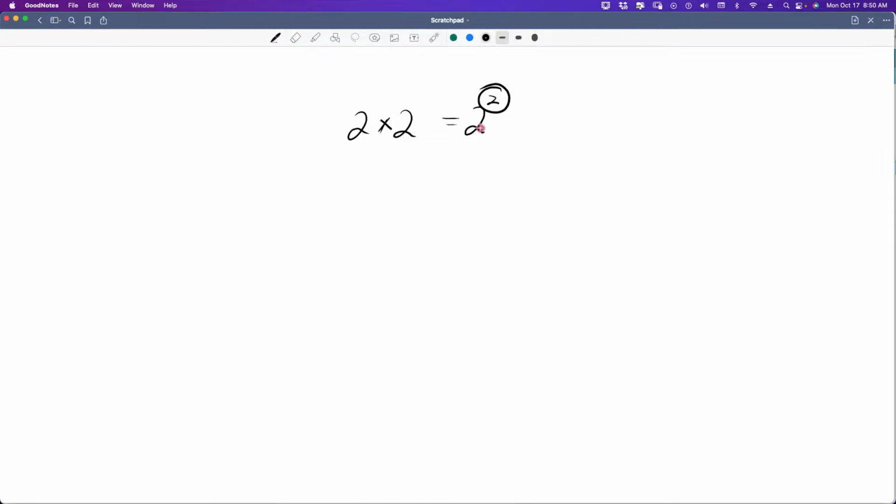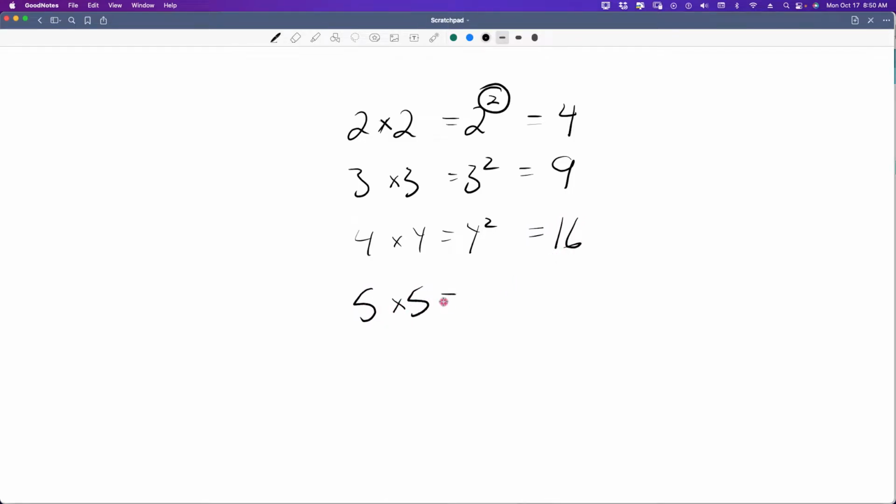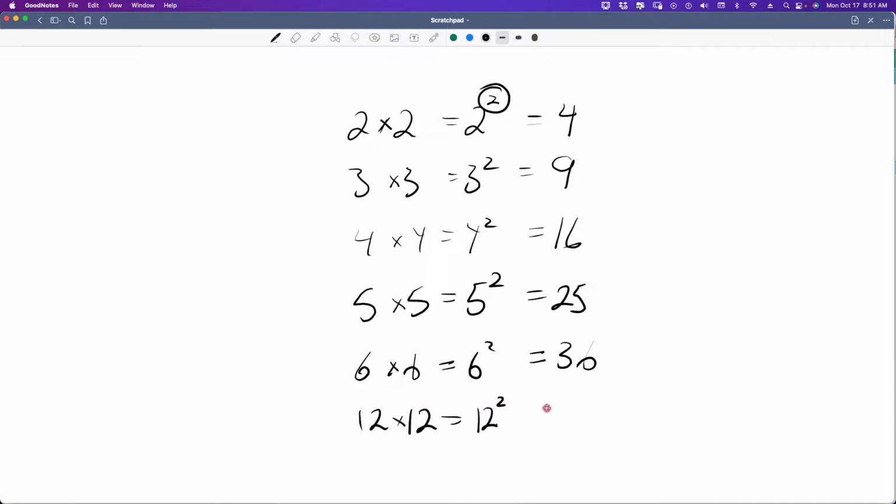But back when you learned your multiplication tables, we learned all of our squares. We know that 2 times 2, or 2 squared, is 4. We also learned 3 times 3, or 3 squared, is 9. 4 times 4, which is 4 squared, is 16. 5 times 5, which is 5 squared, is 25. And 6 times 6, all of them, all the ones that we learned all the way through 12 times 12. 6 squared is 36. And we know 12 times 12 is 12 squared, which is the same as 144, right?